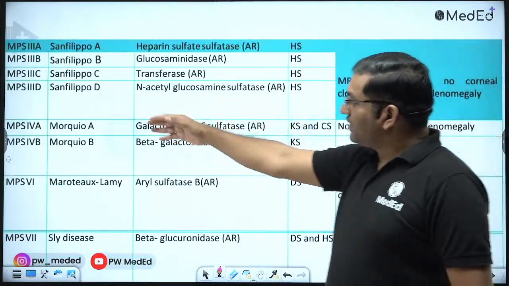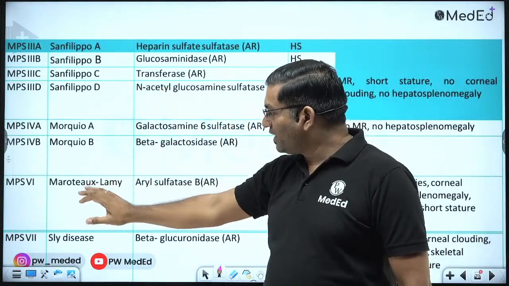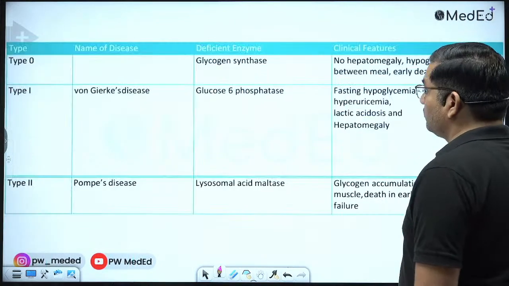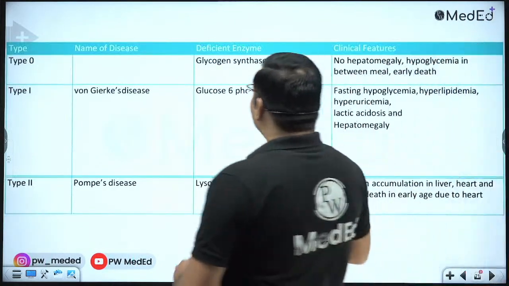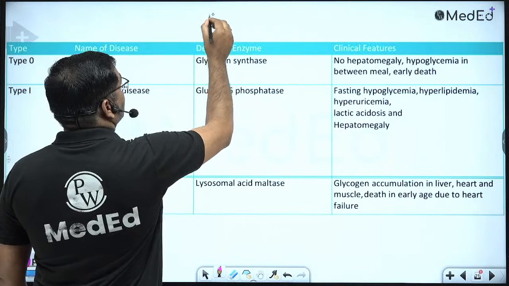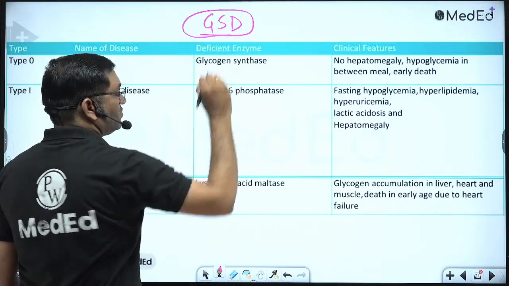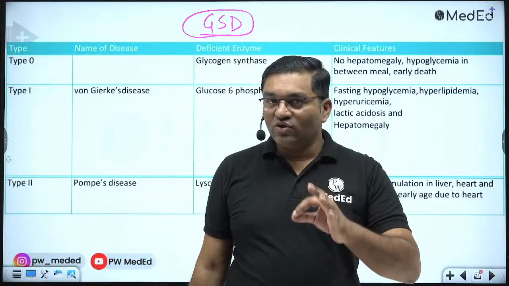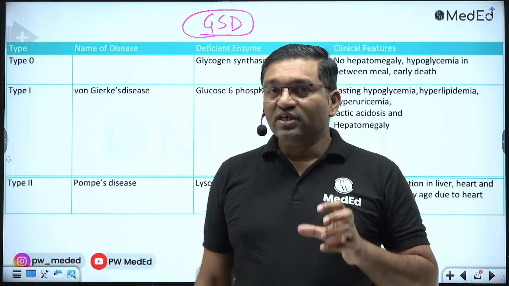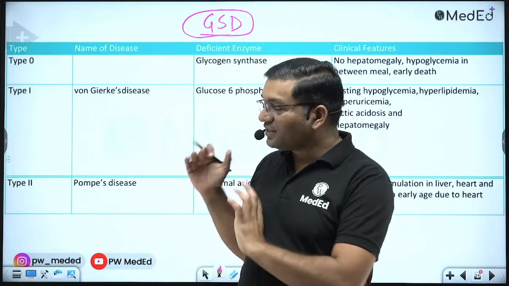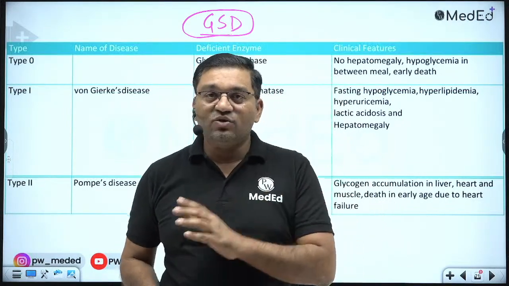These are the other, that is Sanfilippo, Morquio, Maroteaux-Lamy, Sly disease. These are the other mucopolysaccharidoses. Now the important topic which is frequently asked in the examination, glycogen storage disorders. There is accumulation of glycogen, so that's why they are known as glycogen storage disorders, and these are related with glycogenesis and glycogenolysis.